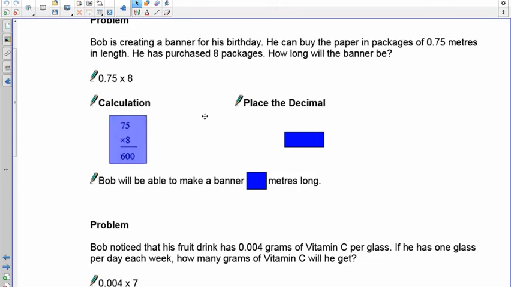Okay, so you should have gotten 600. But if you just use 600, that's 600 meters. That's a long ways, considering 1,000 meters is a kilometer. So it obviously can't be left as 600. If you look up here, you've got 2 digits to the right of the decimal. So in our answer, I have to have 2 digits to the right of the decimal. So that means I'm going to have to put the decimal right after the 6. And that means that Bob will be able to make a banner which is 6.00, or just 6 meters long.